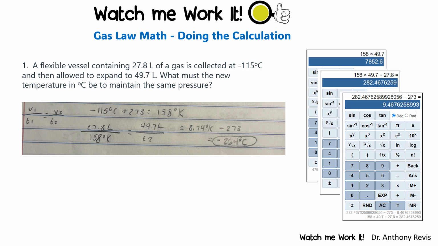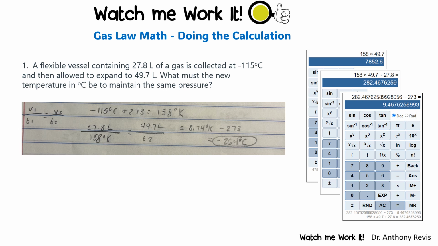Here's an example of a problem that was presented. A flexible vessel, these are gas law problems. A flexible vessel contains 27.8 liters of gas, is collected at minus 115 C, and then allowed to expand to 49.7 liters. What must the new temperature be in C to maintain the same pressure? This is an example of a student work problem, and I want to use it to show you how to make a few improvements here, particularly in watching for the math.